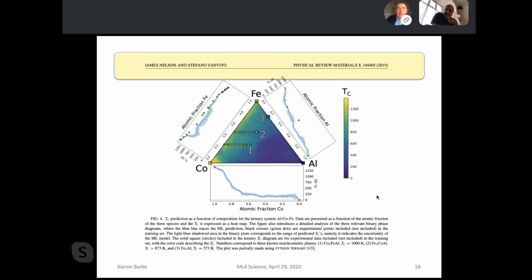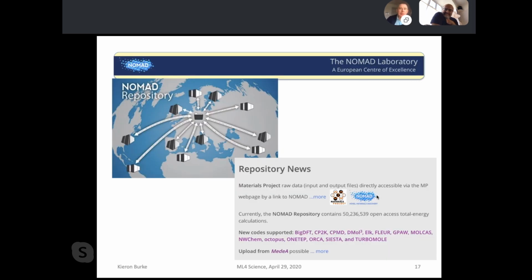Okay. And it may have come from a place near you, right? Now, on the big scale, there's this NOMAD lab that Claudia Draxl is very heavily involved with, this repository where they take electronic structure calculations from everywhere. I don't know when I downloaded this, but I'm sure it's out of date. There's only 50 million total energy calculations in all sorts of different codes.